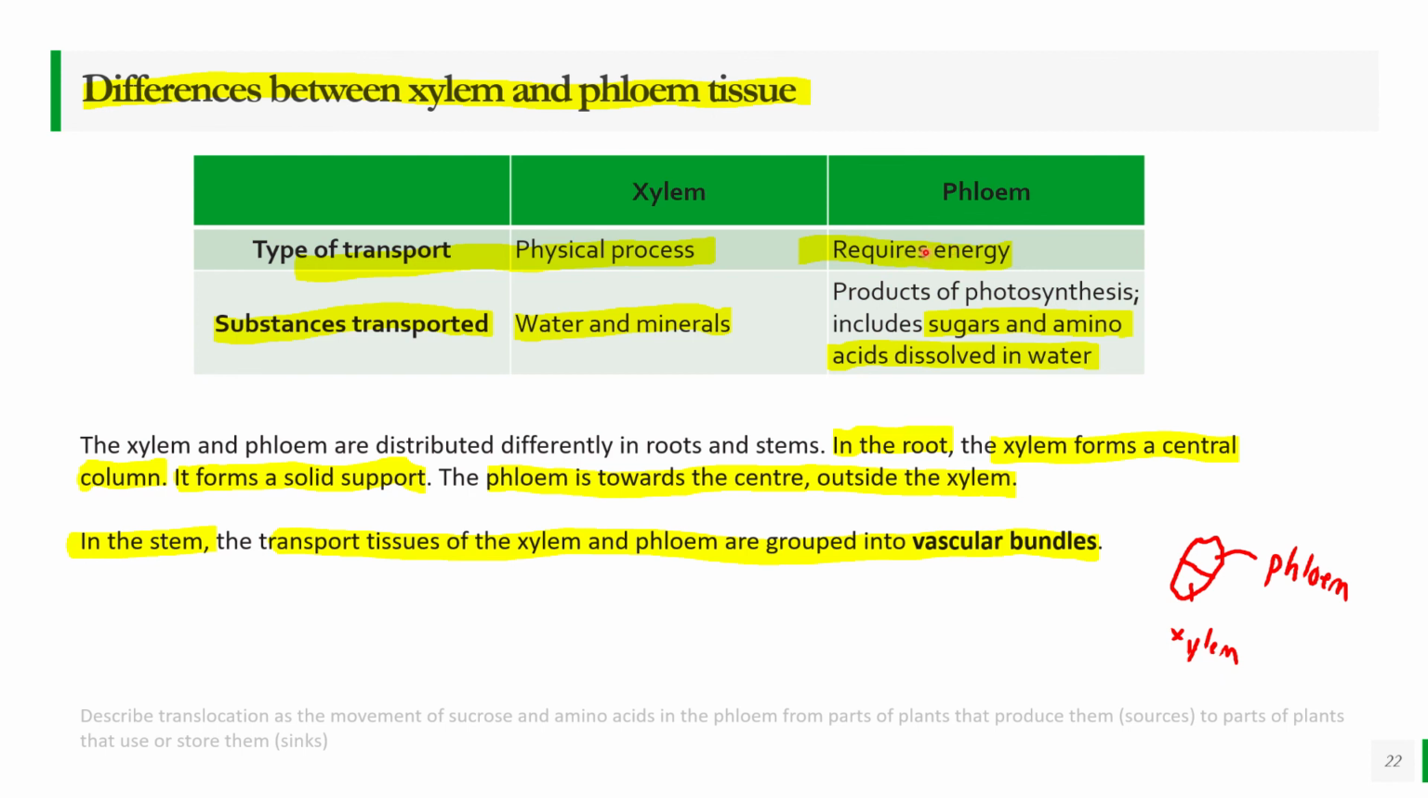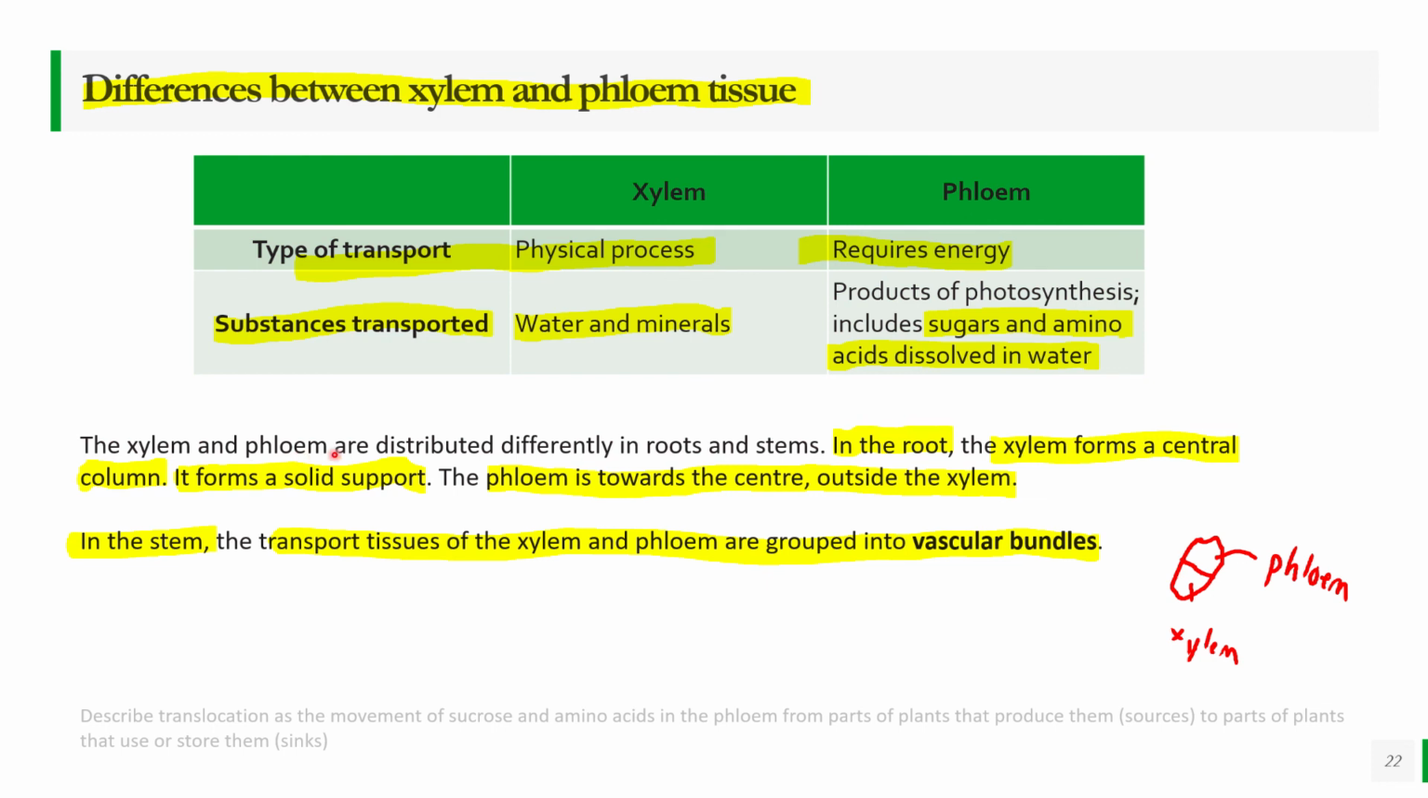It requires energy. Okay. Second thing is substances transported in xylem will be water and minerals going upwards, but for phloem, it moves products of photosynthesis, which is sugar or sucrose, to be more specific, sucrose, as well as amino acids. All right. So phloem does a lot more work than xylem.